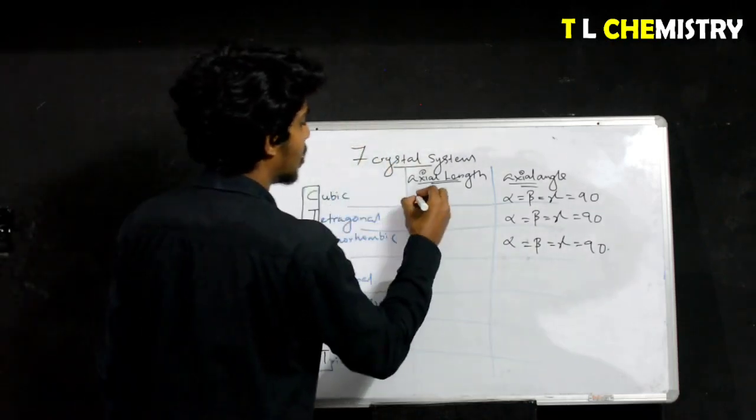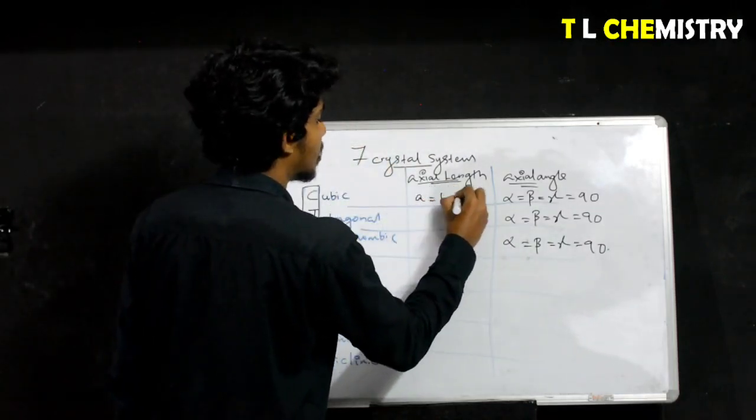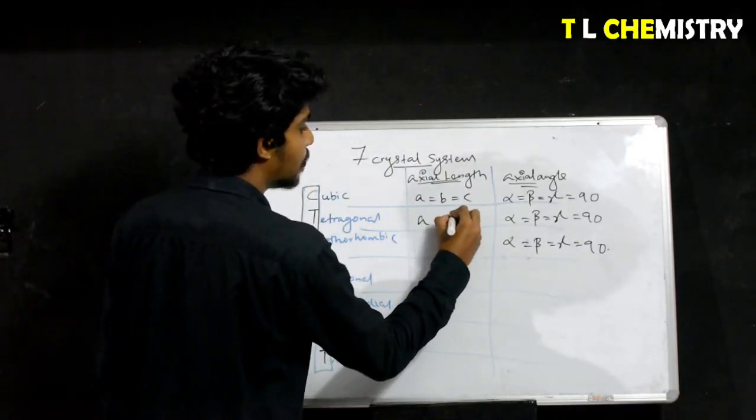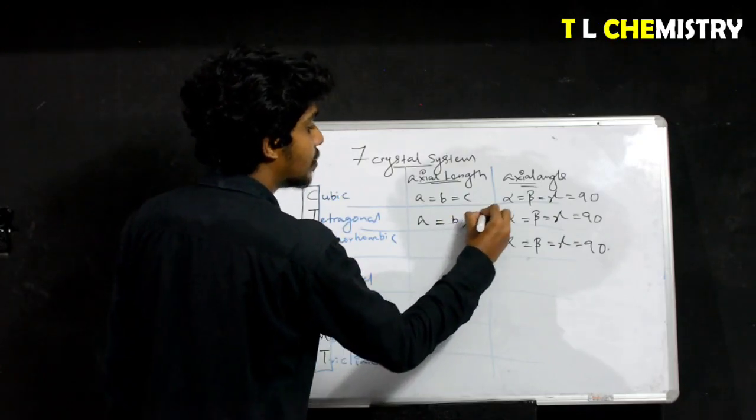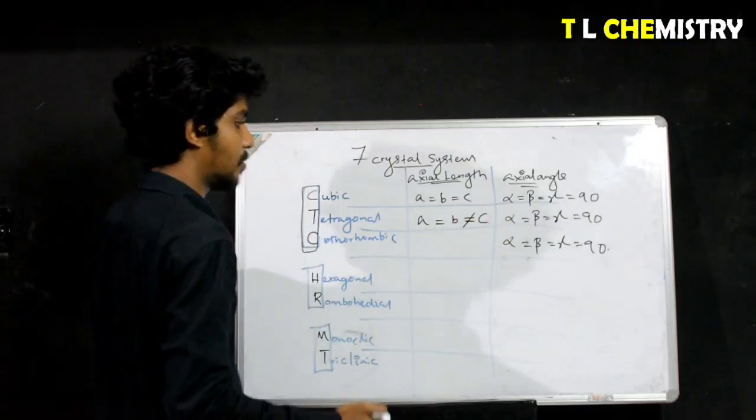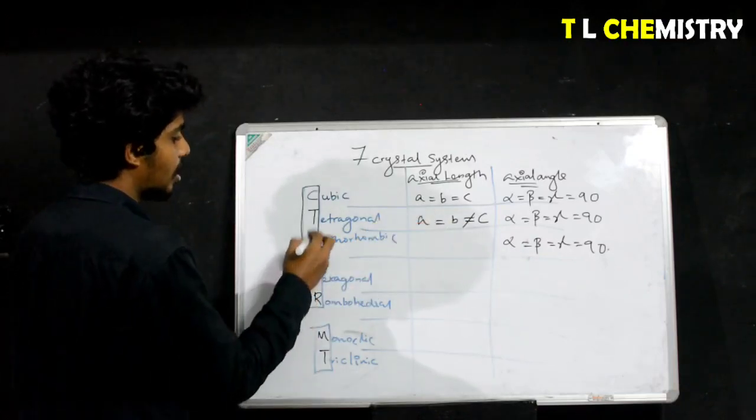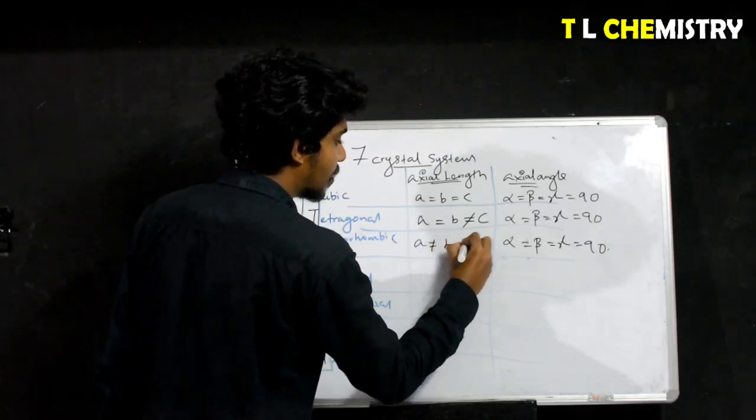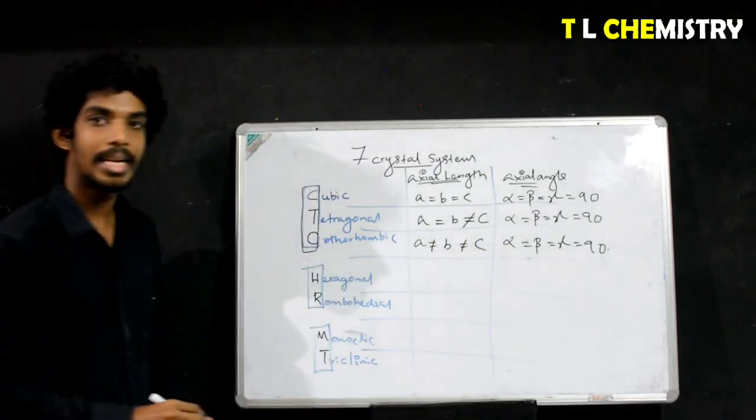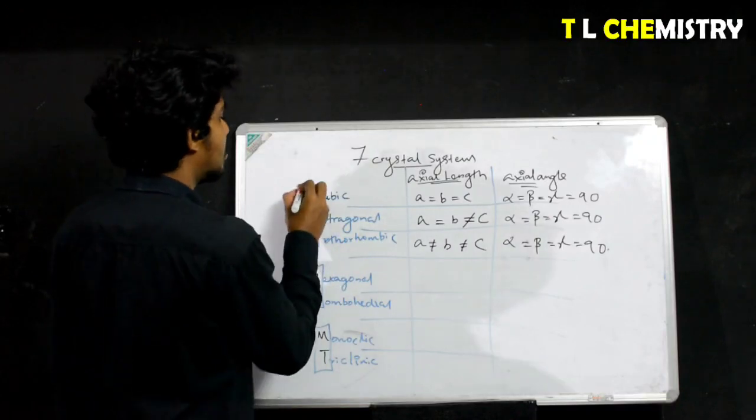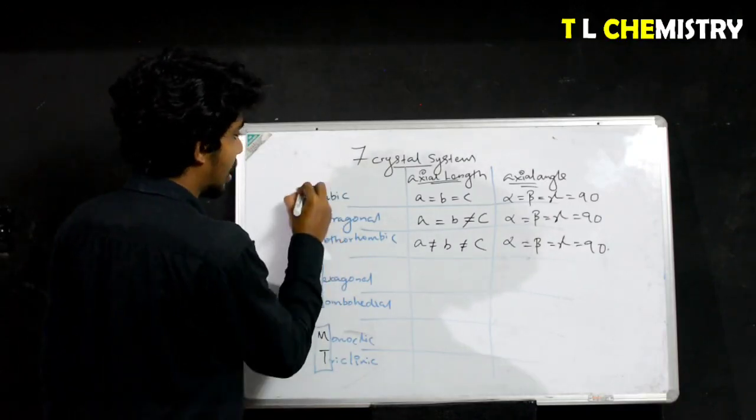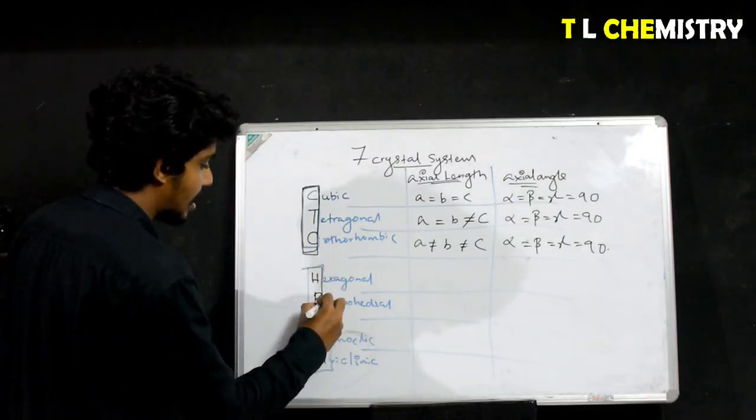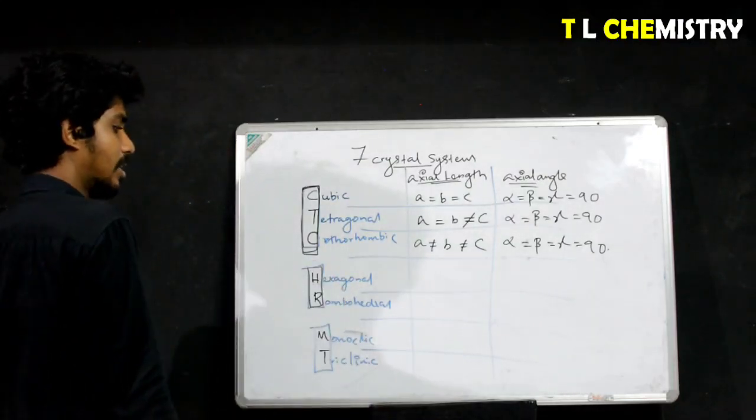In case of cubic, A is equal to B is equal to C. In case of tetragonal, A is equal to B not equal to C. In case of orthorhombic, A not equal to B not equal to C. Clear? Then CTO is completed. Then we move to HR, that is hexagonal and rhombohedral.